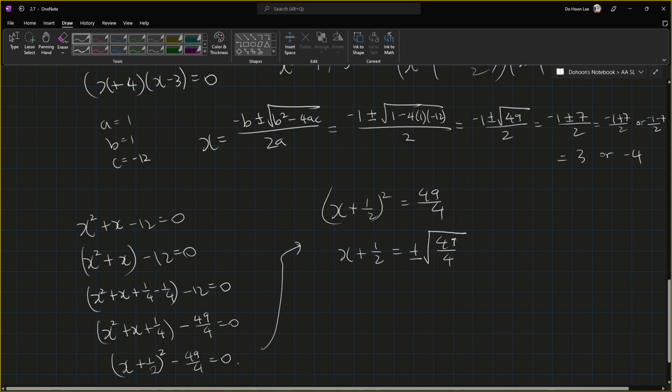49 over 4, which is x plus 1 over 2 equals plus and minus the square root, it's 7 over 2. Then x is negative 1 over 2 plus minus 7 over 2, which is the same thing as here, right? So we can say that it's 3 or negative 4.